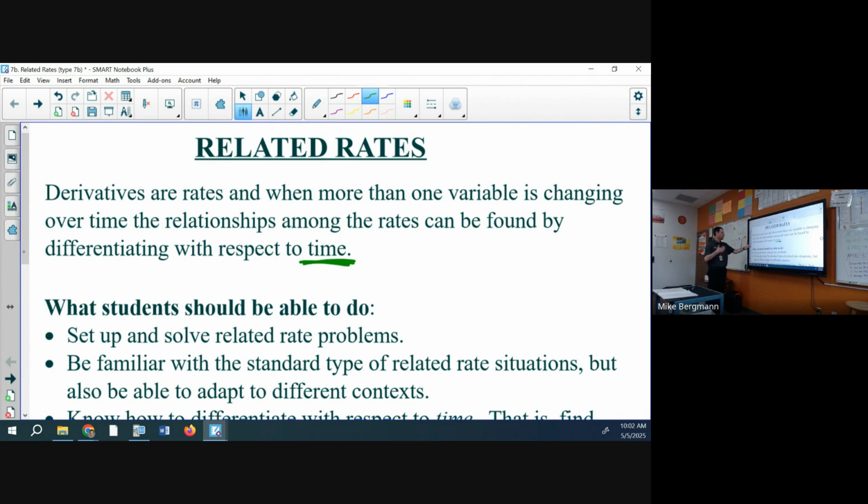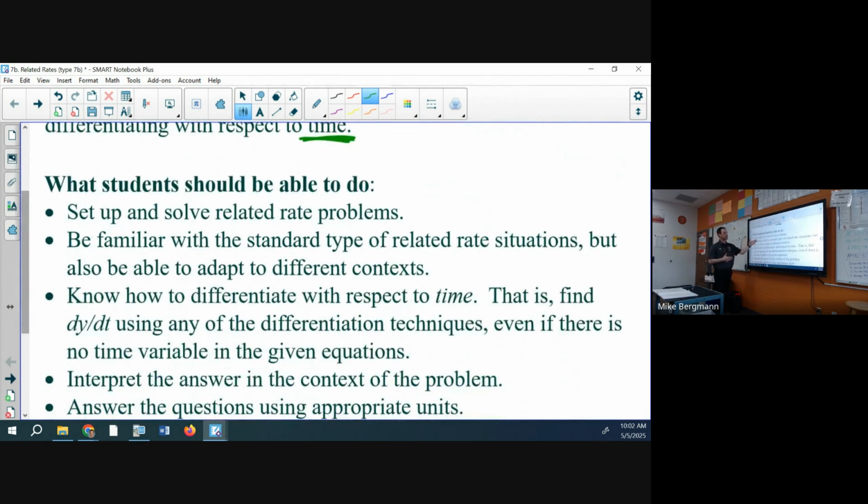So what do you need to be able to do? Well, you need to be able to set up and solve related rate problems. And obviously the key with this is that you've got to start with the geometry. Hopefully, it's either a geometric figure you're familiar with, or they give you the formula for it. And so we'll talk about that as we go. Be familiar with different standard types of related rate situations, but also be able to adapt to different contexts. If it's not a geometric shape that you're comfortable with, what do we do? And how do we adapt to that? We'll have to figure that out on the fly if you get a question like that.